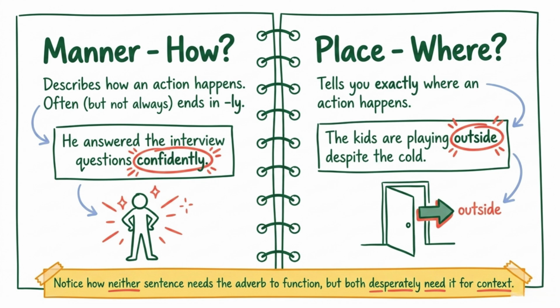Manner versus place. How versus where. Manner adverbs describe how an action happens, and often, though not always, end in ly, like he answered the interview questions confidently. Place adverbs tell you exactly where an action happens, like the kids are playing outside despite the cold. Neither sentence technically needs the adverb to function, but both desperately need it for context.